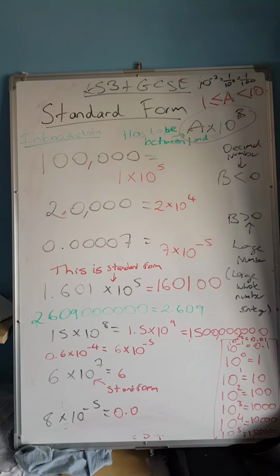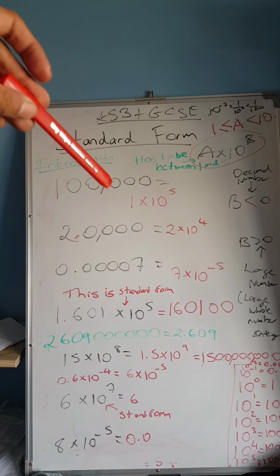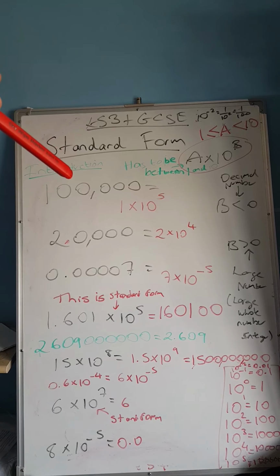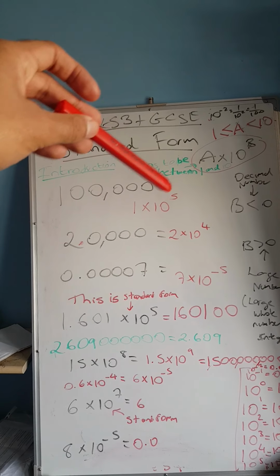So, standard form is written between 1 and 10. 100,000 can be written as 1 times 10 to the power of 5. So it's 1, because a has to be equal to 1 or more. The number at the front here has to be between 1 and 10, and then it's always times 10 to the power of something.